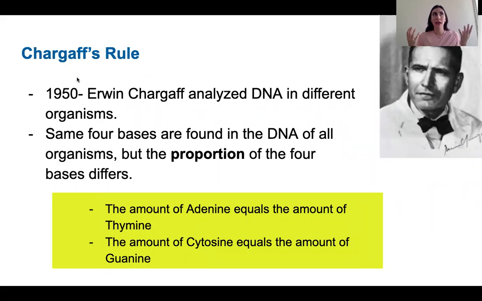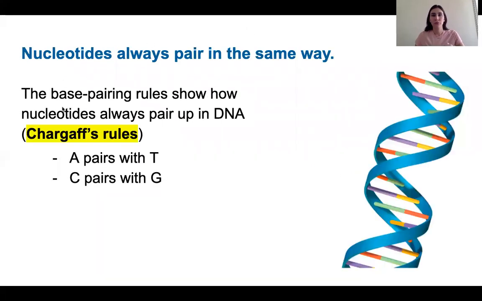And then he noticed a relationship. He noticed that the amount of adenine always equaled the amount of thymine, and the amount of cytosine always equaled the amount of guanine. No matter the organism, no matter what DNA he was looking at, he always noticed this trend. This was interesting. So he took this information and came up with a rule. He called it Chargaff's rule, after his name.